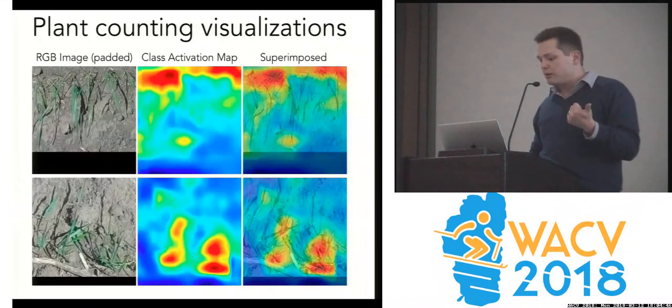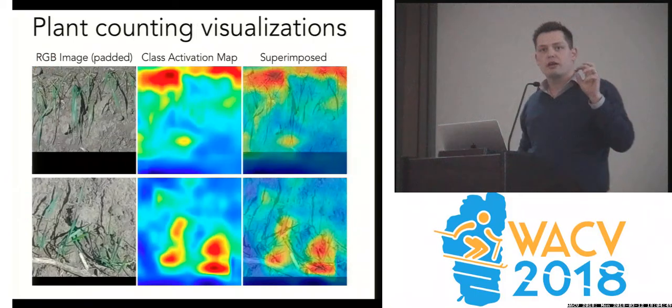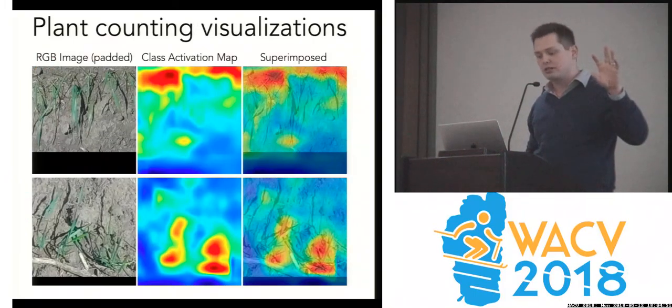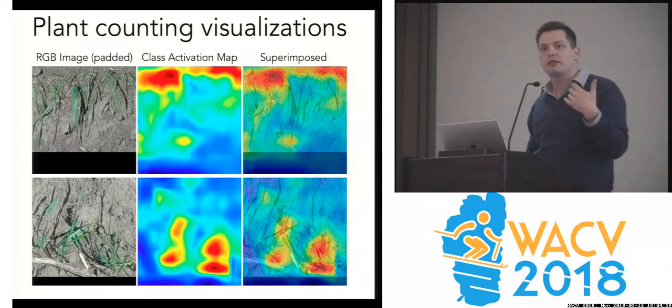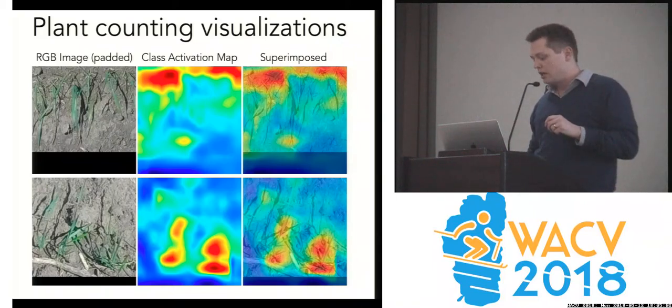These are some visualizations from the plant counting network. So we used a class activation maps technique, and we did see that the network seemed to localize on salient regions that were similar to what the agricultural people were telling us, so the base of the plant leaves and the very dense regions.